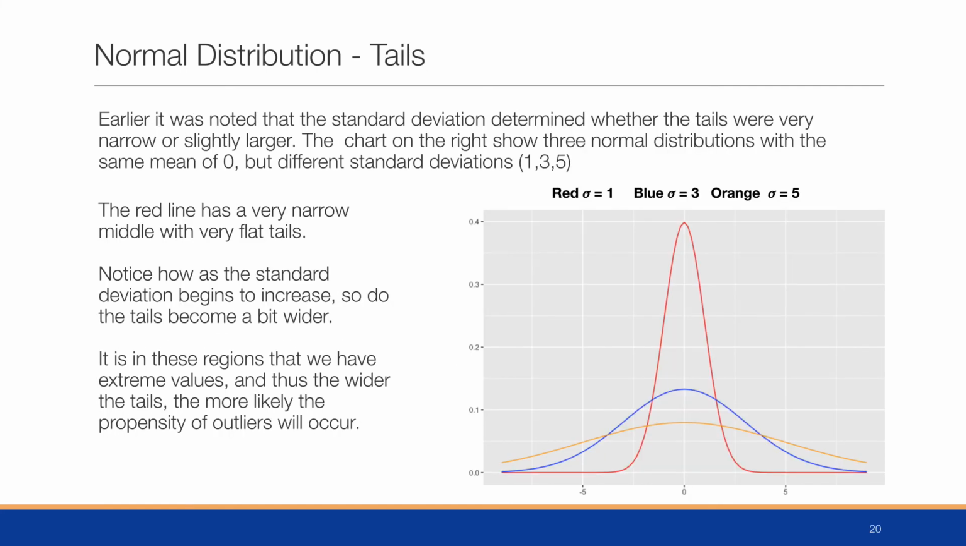We said earlier that the standard deviation is used to determine whether the tails were very narrow or slightly larger. The chart here on the right shows 3 normal distributions with the exact same mean of 0, but 3 different standard deviations: 1, 3, and 5. The red line has a very narrow middle with a standard deviation of 1, and very flat tails. Notice how as the standard deviation begins to increase, the tails become wider at the same values. It is in these regions that we have these extreme values, and thus the wider the tails, the more likely the propensity of these outliers will occur.